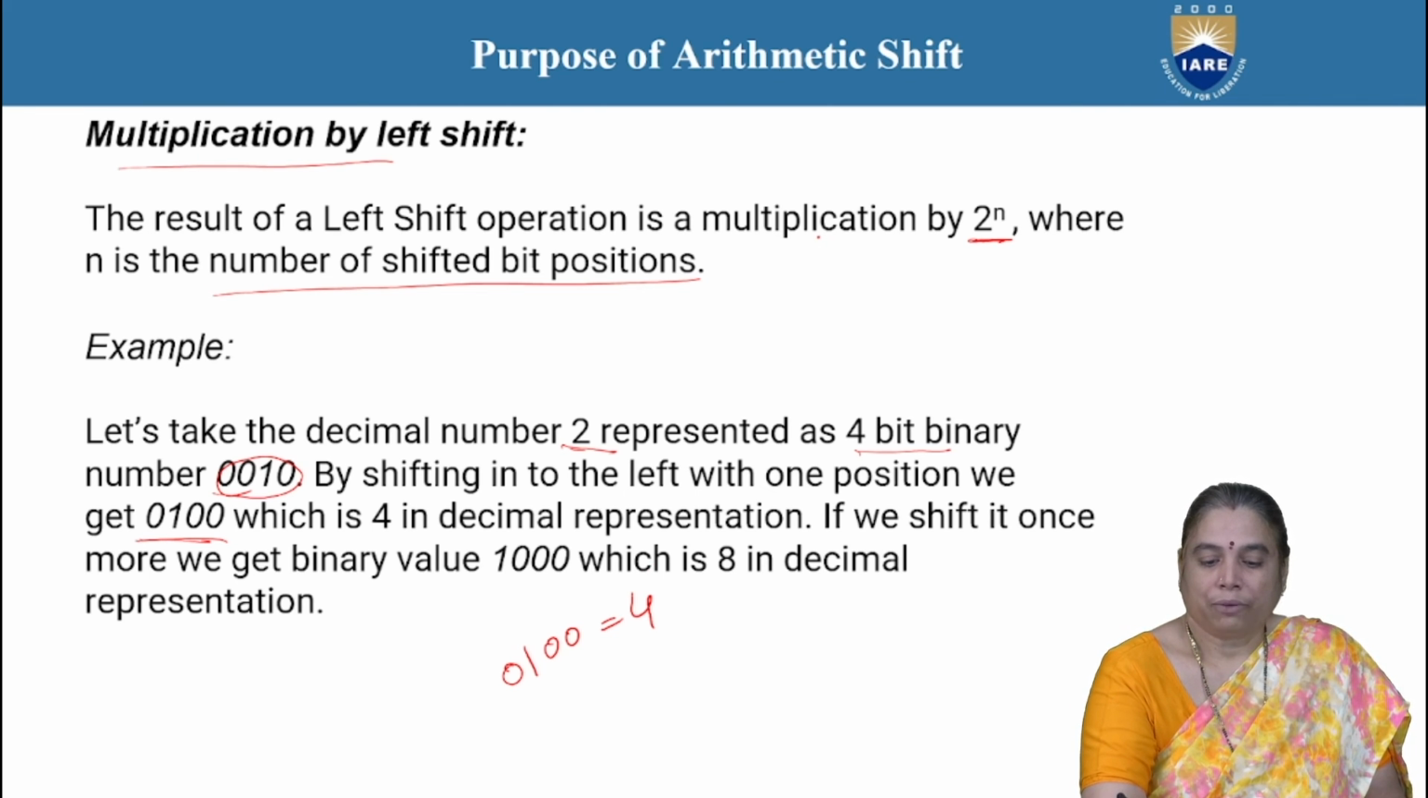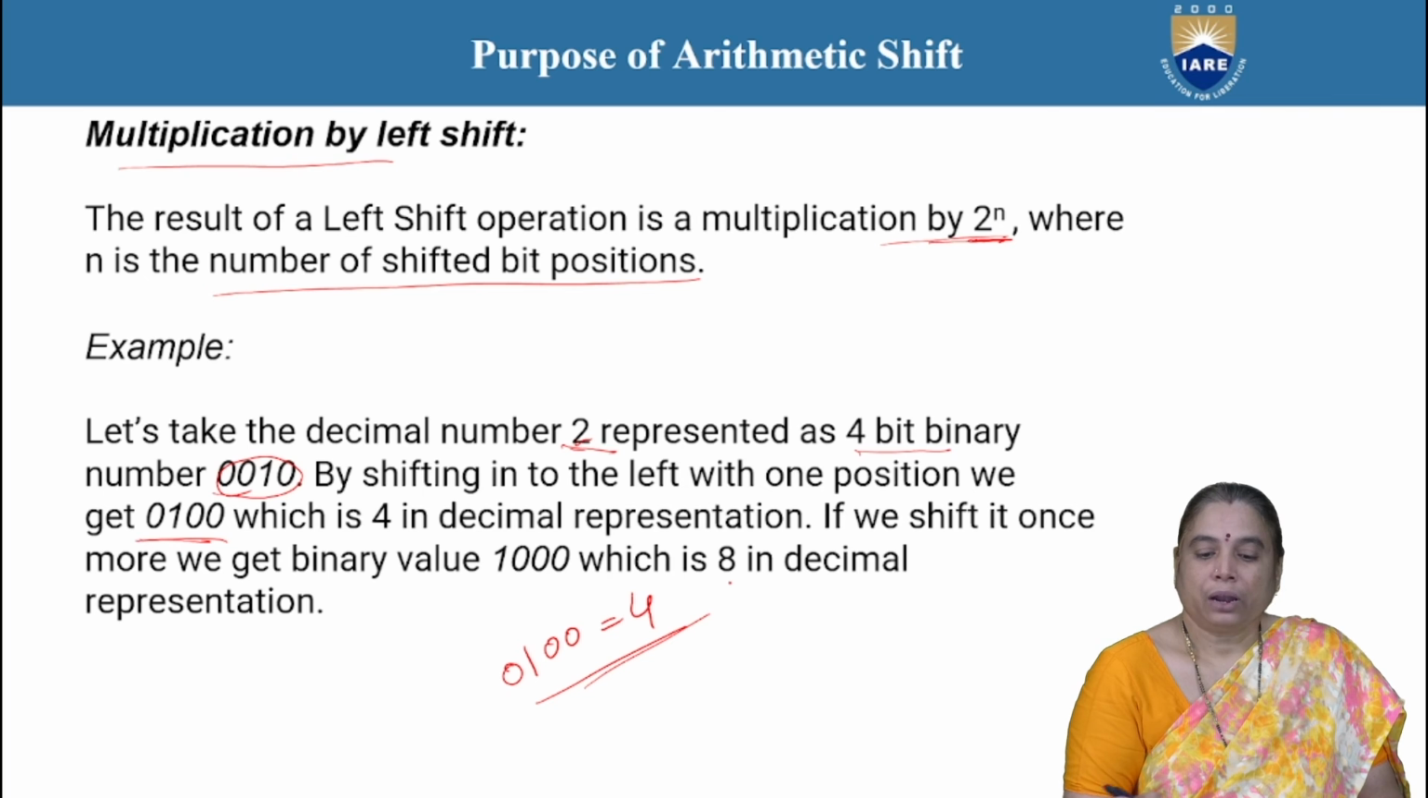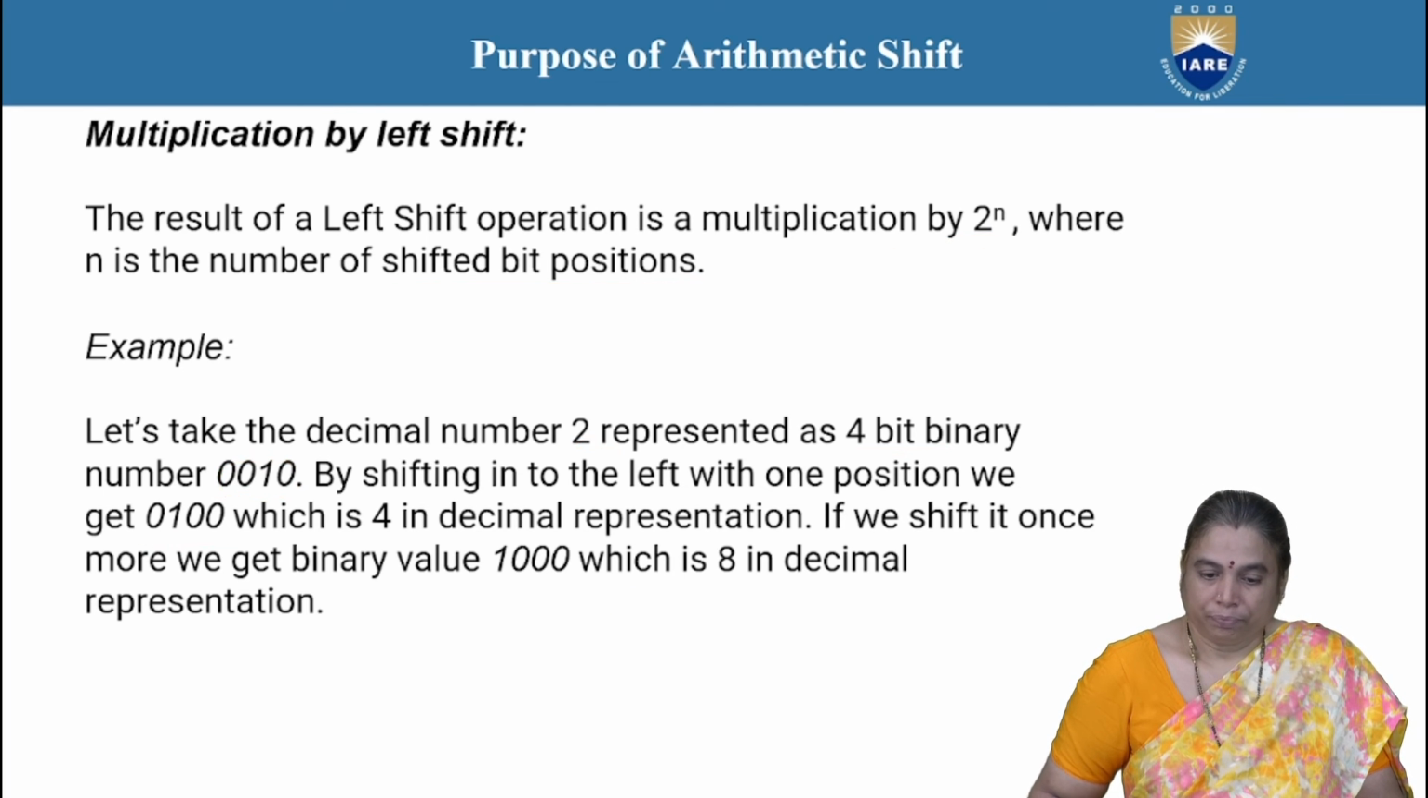So by using the left shift, multiplication by 2 power n can be achieved. We took 2 and after left shifting we get 4. If we left shift the value 4, we get the value 8. So like that, the left shift can be used for multiplication.